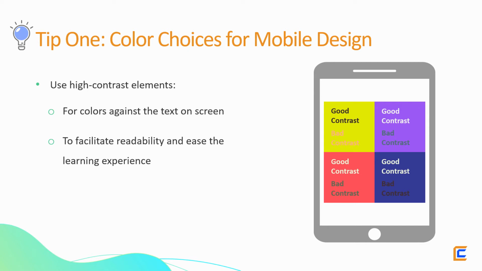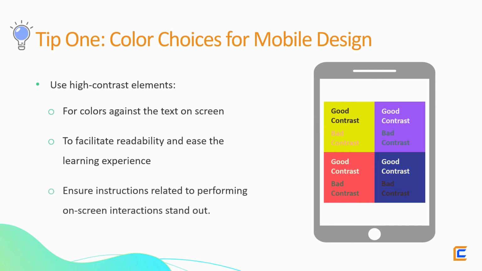Examples of good choice of contrasting colors are dark blue background and white font color for text that appears on the blue background, or black colored font on a white or any pastel light color. Using the right contrast theme for instructions related to performing on-screen interactions is essential.